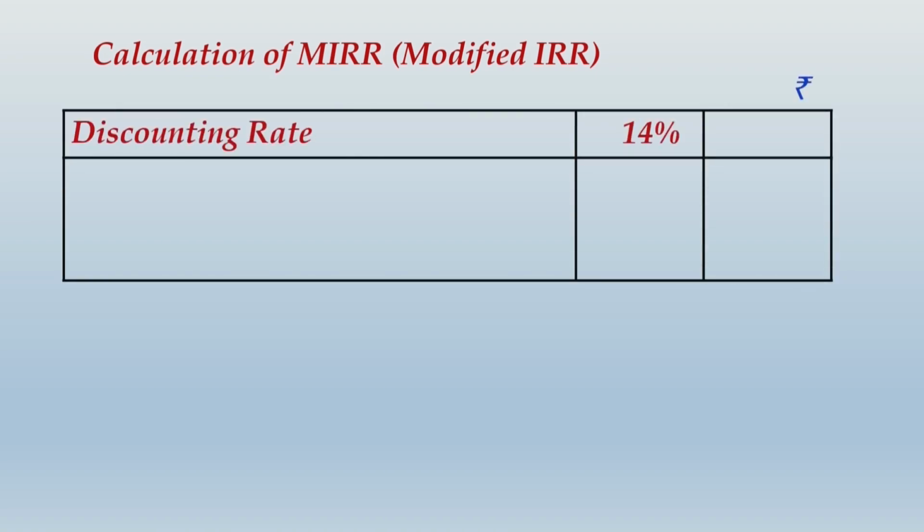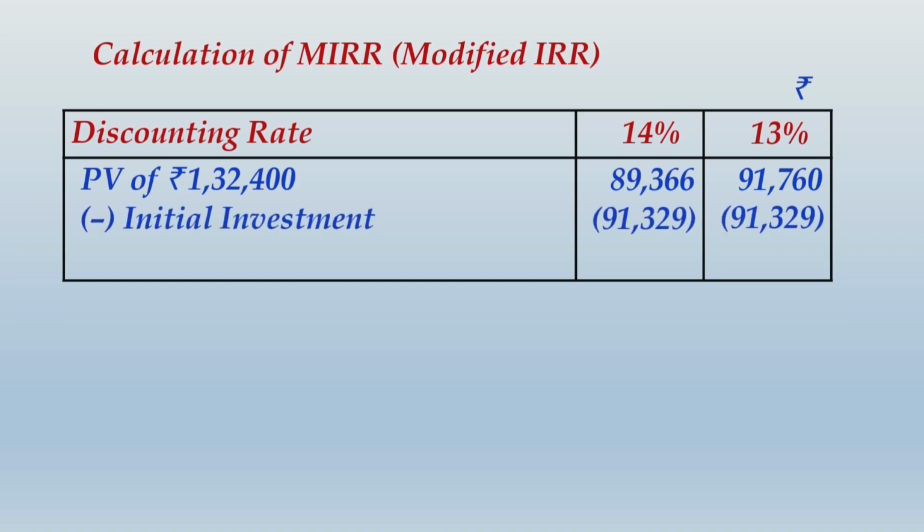For this purpose, the future accumulated value at the usual discounting rate, which we have arrived at as rupees 1,32,400, will be discounted using higher rates. To make trials, we are taking two different rates, 14% and 13%, and the present value of 1,32,400 of future value at 14% and 13% rates are rupees 89,366 and 91,760 respectively. From this, when you subtract the initial investment of rupees 91,329, what you will get is NPV.